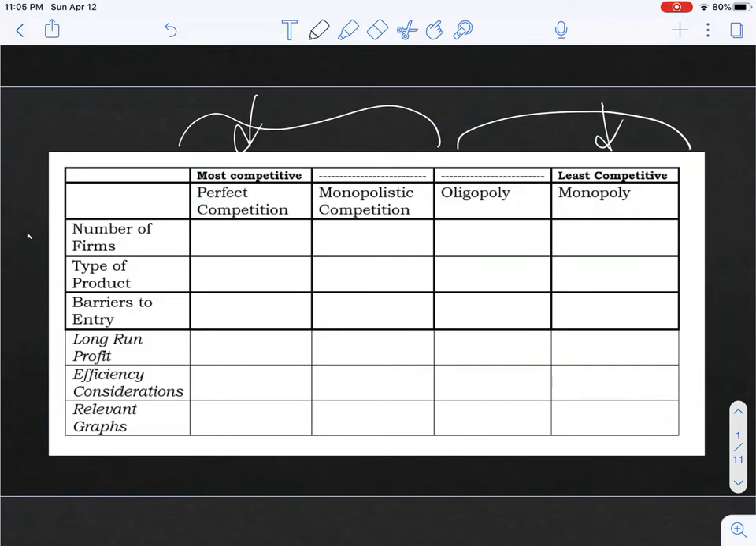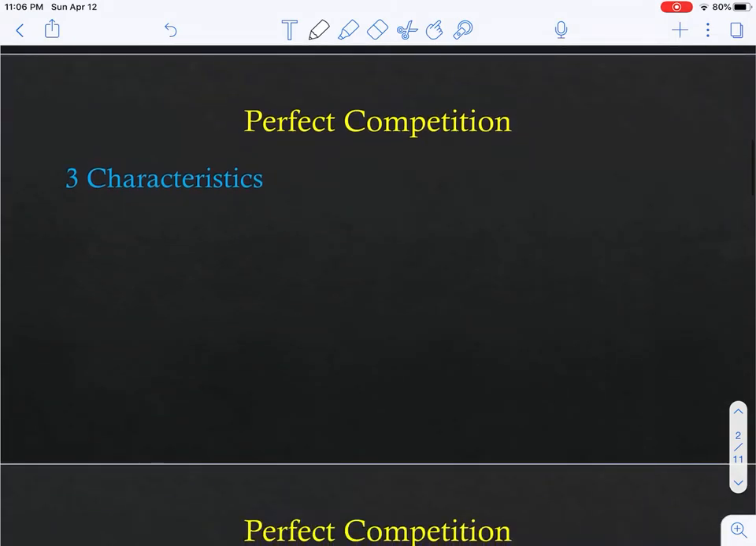And for each one of these, we'll talk about the number of firms, the type of products, and the barriers to entry. Those are the three characteristics that we'll talk about for each market structure. And then we'll ultimately see what does that mean for long run profit efficiency considerations, and what are the relevant graphs or methods for thinking about that market.